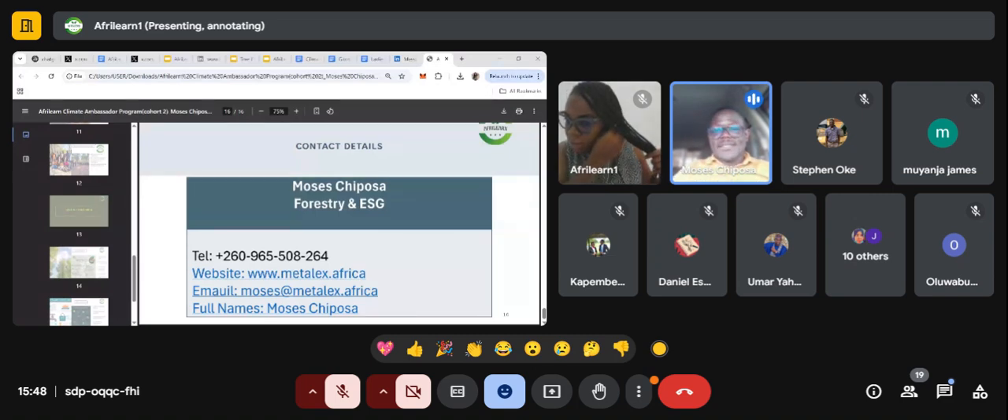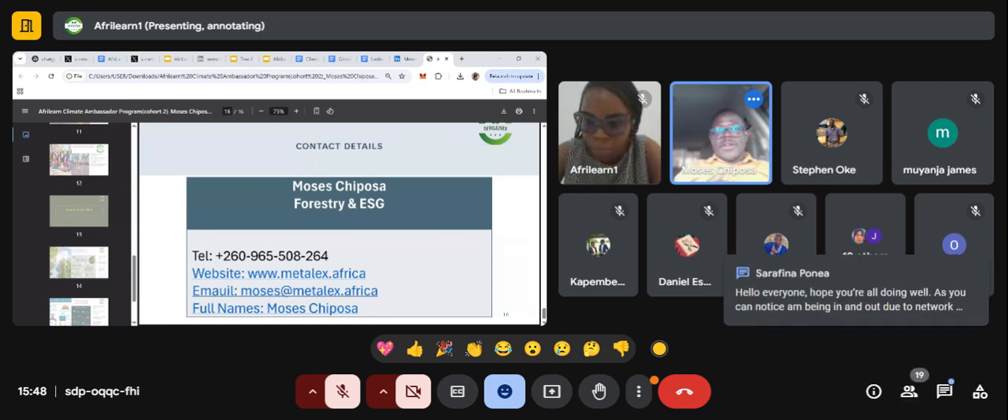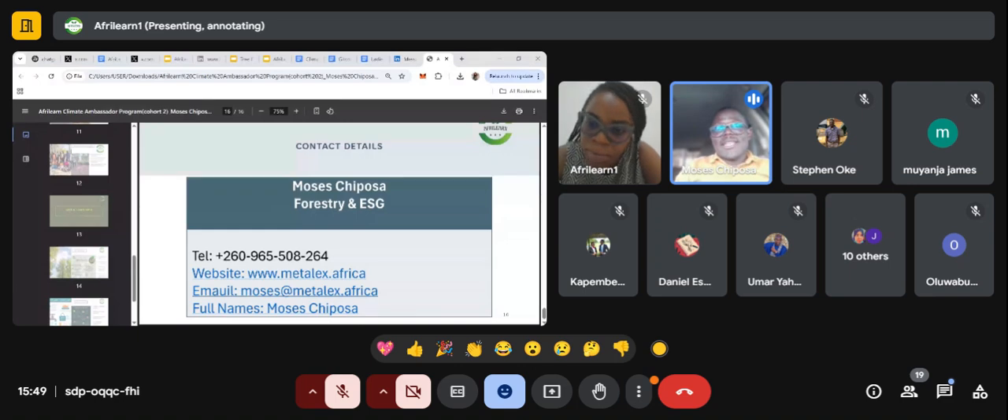So what Metalex is doing, for example, using the carbon calculator, we have calculated that, on average, Metalex is emitting, say, 2,000 tons of CO2 into the atmosphere in their production. So this is the amount of carbon that we are releasing into the atmosphere every year as we are producing our copper. Now, what are you going to do so that you remove that pollution?